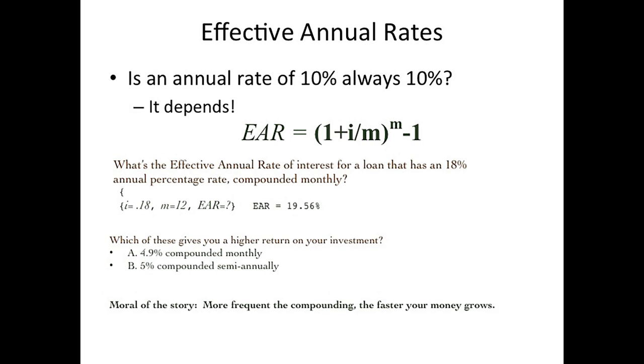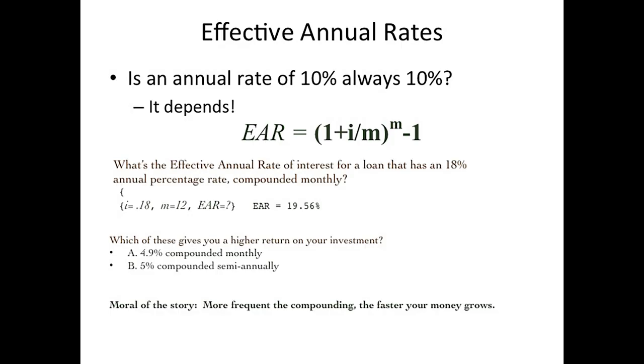Here's another example for you to test out the ideas that you learned. Which of the following two possibilities gives you a higher return on your investment? A, 4.9% compounded monthly, or B, 5% compounded semi-annually? I'll let you figure that out yourself using the EAR formula, which should be fairly easy now for you.